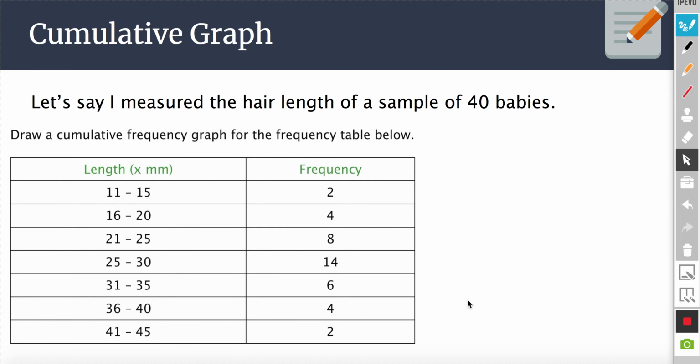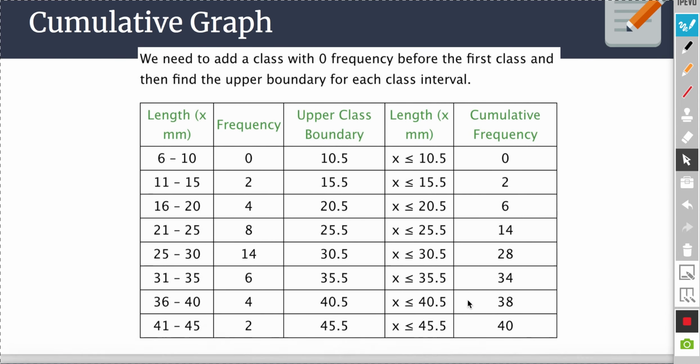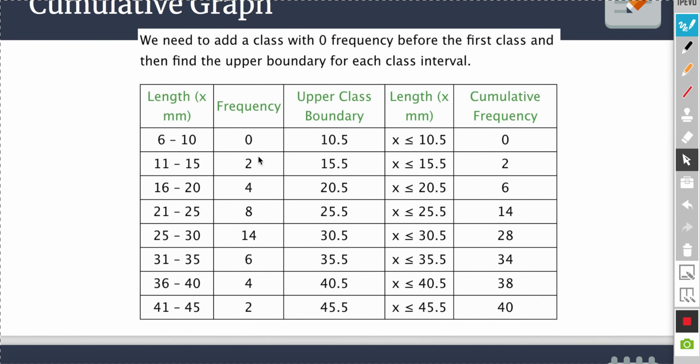So there are my frequencies. We need to add a class that has 0 frequency before the first class so that we can see the increase that leads up to the first piece of data we actually have. Notice that I've also defined the class boundaries. The class boundary at the top of the first one is 15.5, and anything above 15.5 millimeters I pushed into the second category. There it is in inequality notation.